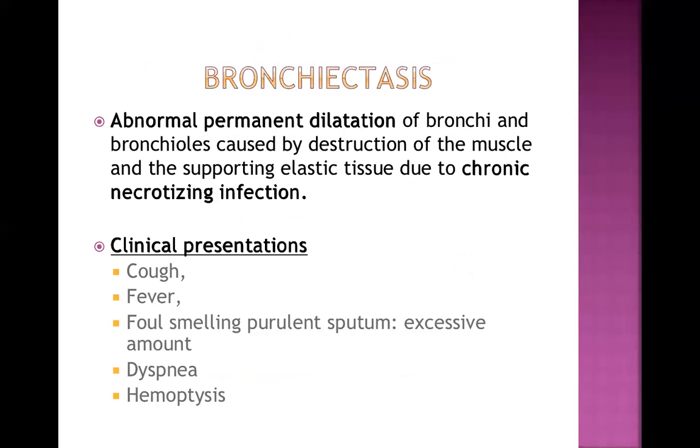Now let me make it simple for you. What is bronchiectasis? Just analyze the term here. Bronchi means bronchi and bronchioles. Ectasis means dilatation. So your definition is right here. They are abnormally and permanently dilated. Why? Because of chronic necrotizing infection, which is irreversibly damaging the supporting structure of the airway. And these supporting structures are the muscle and the elastic tissue.